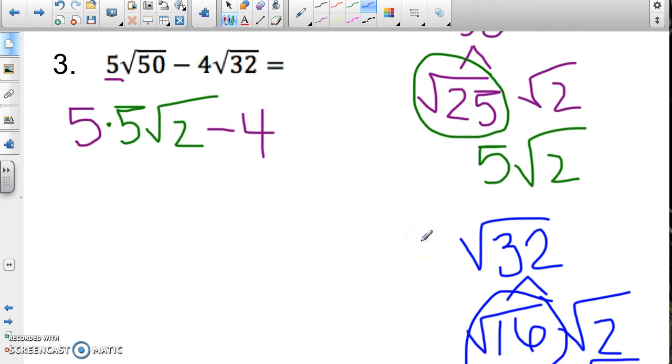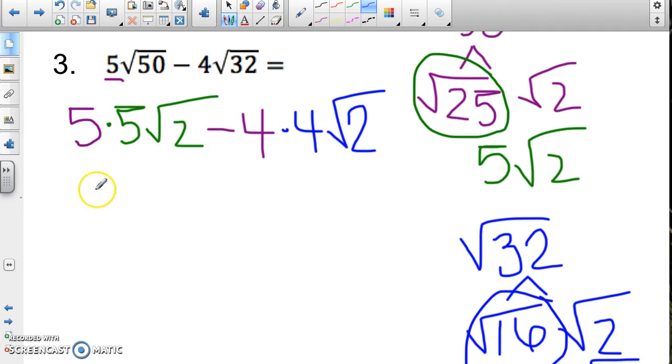So now we are going to keep this 4 here, and we're going to multiply it by 4 radical 2. And it's just a coincidence that I have a 5 and a 5 and a 4 and a 4. So that's not always going to happen. That just seems to be some coincidence that keeps happening.